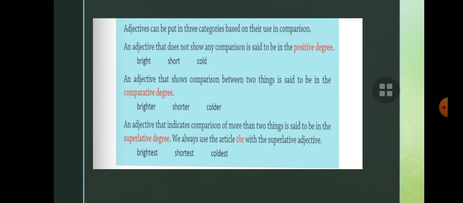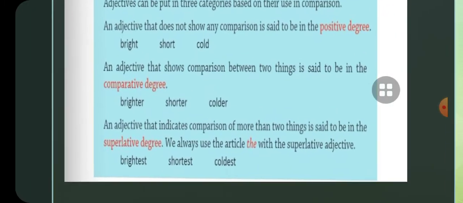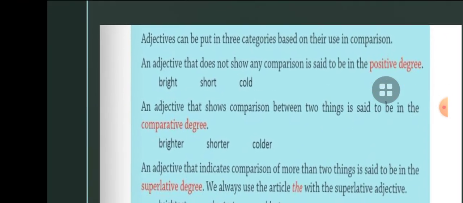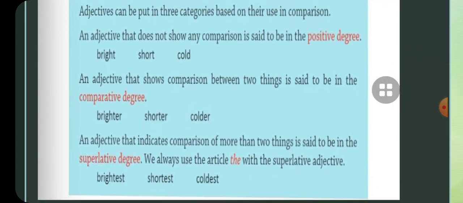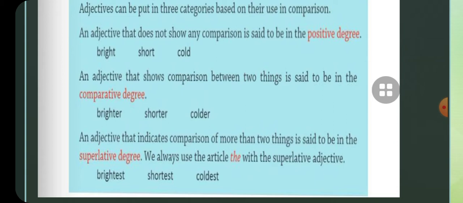So children, what are the rules? Adjectives can be put in three categories based on their use in comparison. An adjective that does not show any comparison is said to be in the positive degree. When we are talking about only one person, one animal, one thing, and it shows no comparison, it is said to be positive degree. And we write like this: bright, short, cold. Simple adjectives. An adjective that shows comparison between two things, two persons, two animals is said to be comparative degree, and it is written like this: brighter, shorter, colder.